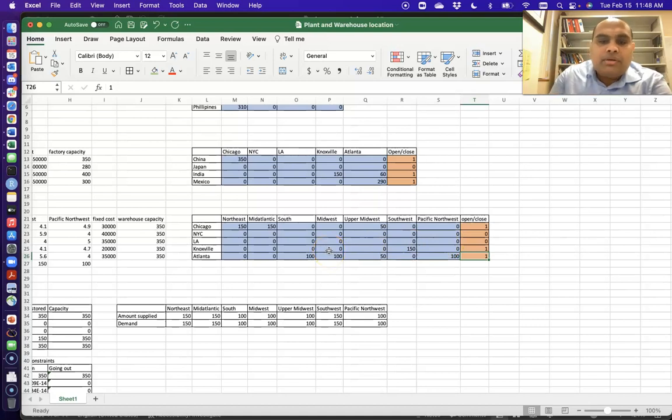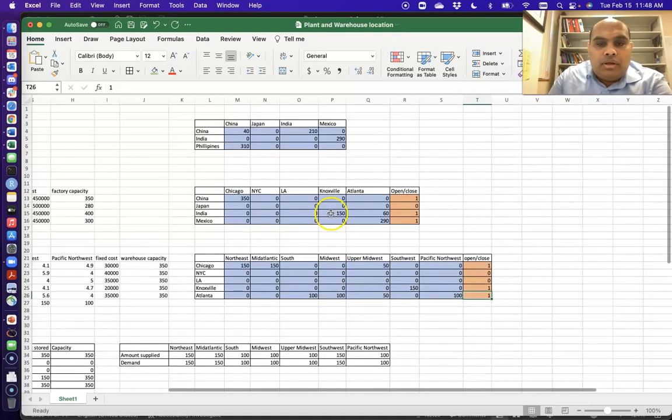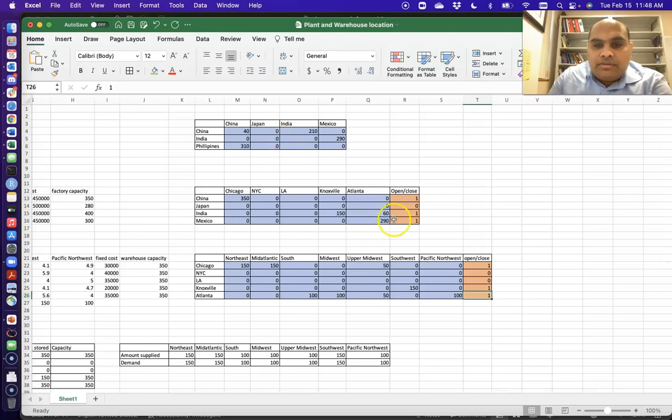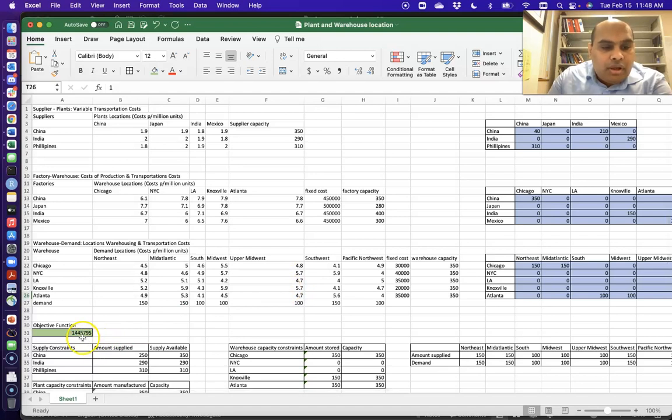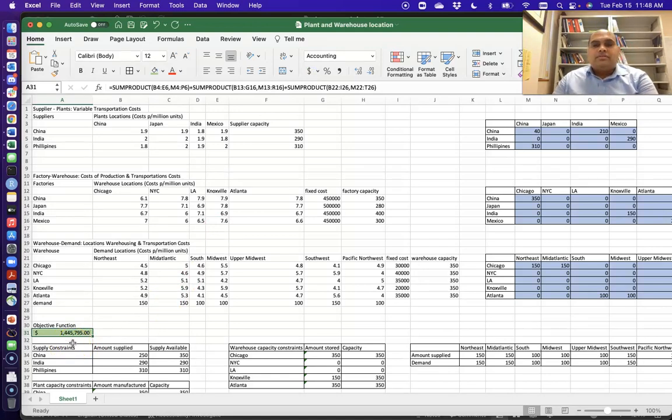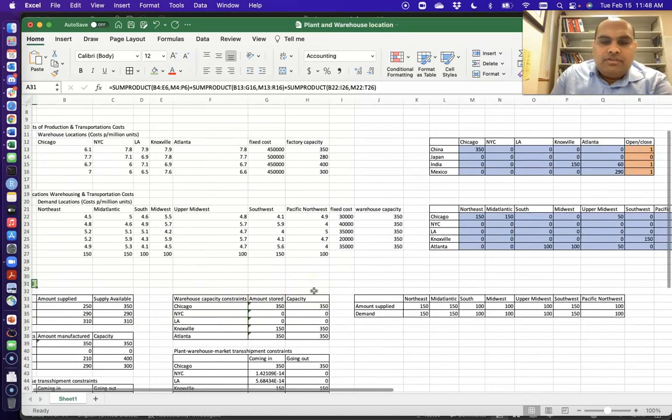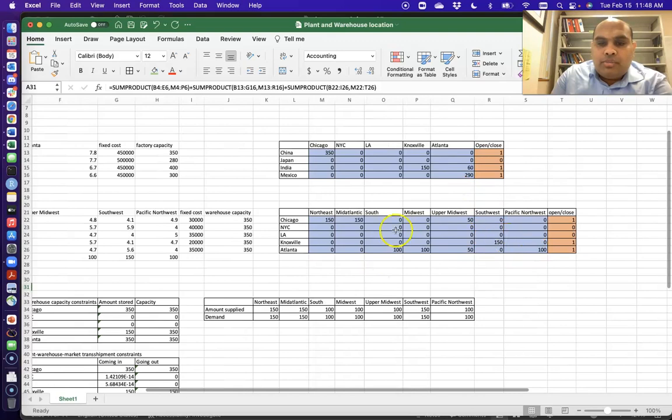So our constraints worked. The same goes for the Japanese plant. Because the plant is not open, nothing is being sent there and nothing is being sent out of there, right? And that's it. So the total cost for this is, let's make this a dollar value, $1.445 million. That's the cheapest way of running this supply chain. And this is the final solution.